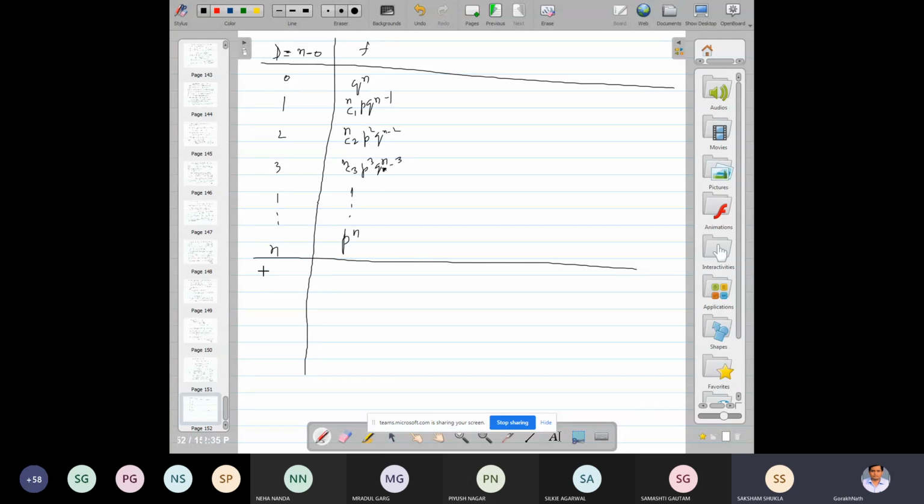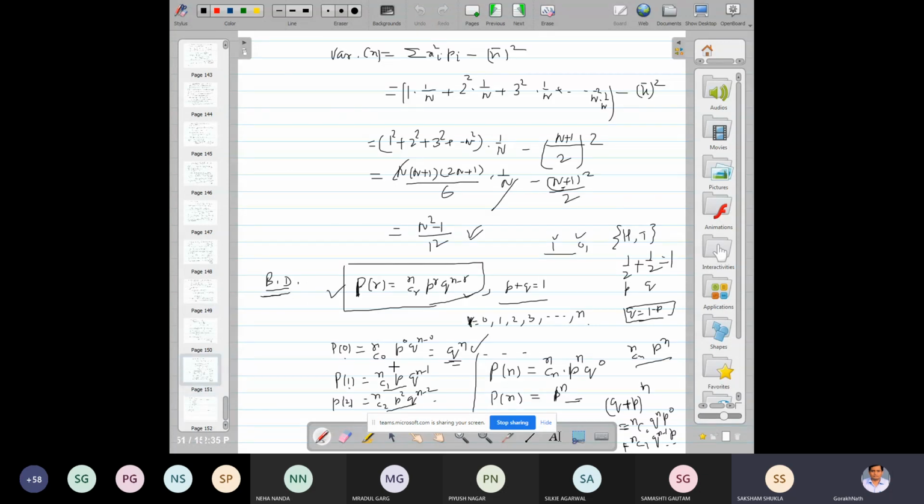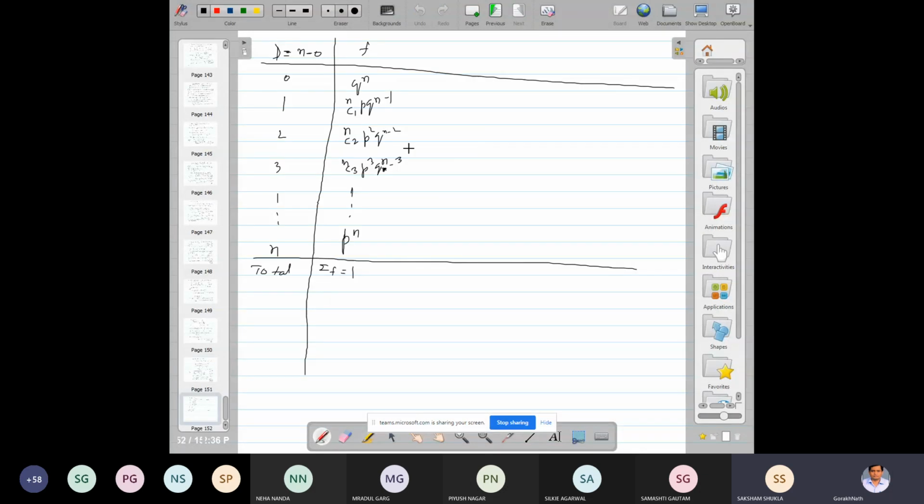Now suppose we consider the total of this row, the sum of f. This is (q plus p) to the power n, how much will it be? 1. You see here these are the binomial coefficients in the expansion of (q plus p) to the power n. So q plus p is 1, so 1 to the power n, that is 1. Sum of this column.